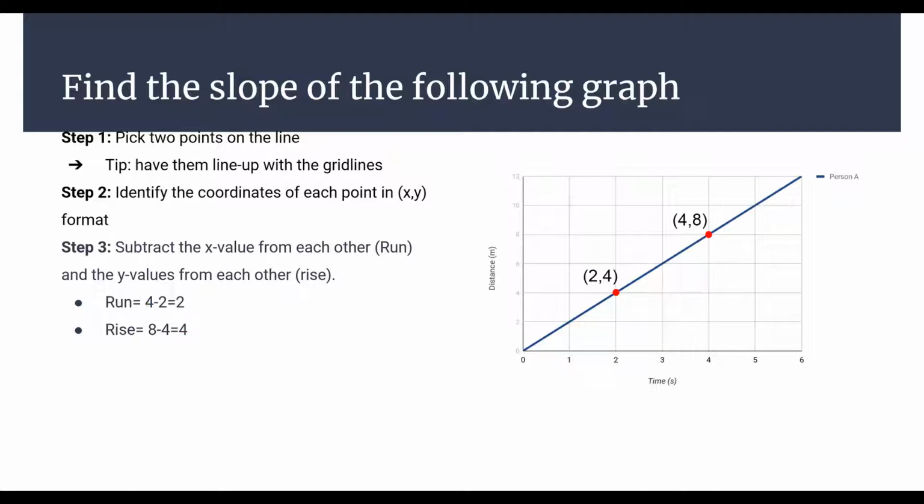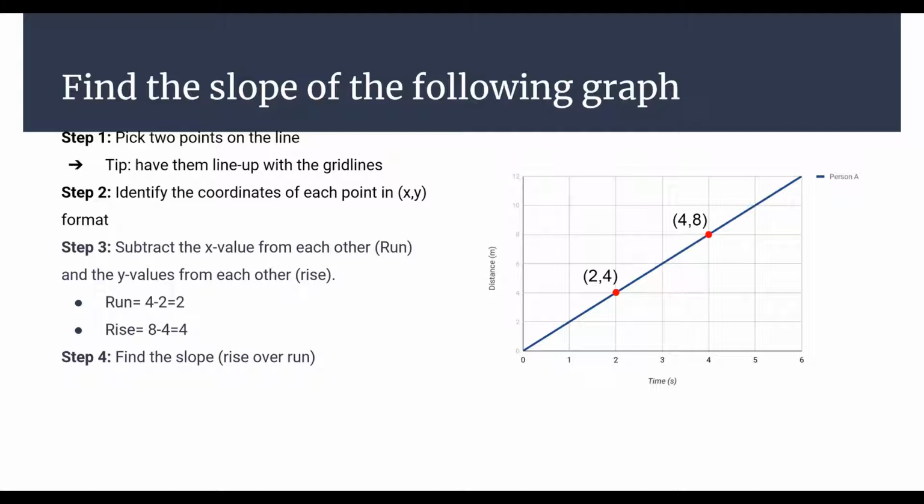Again, this 4 is coming from here, and then the 2 is coming from here for our run. Now for our rise, our 8 is coming from here, and our 4 is coming from here, and we subtract those, ultimately finding the difference between those points.